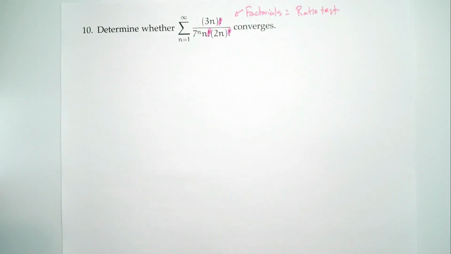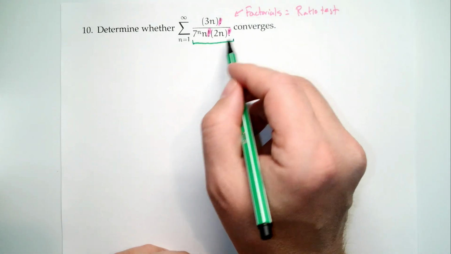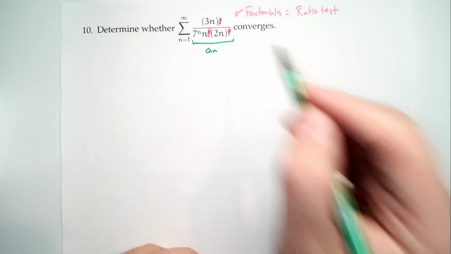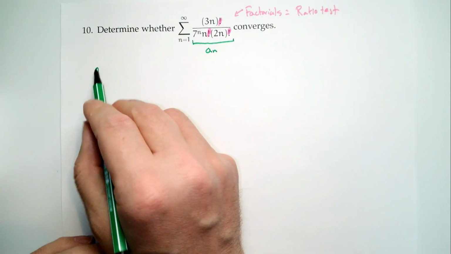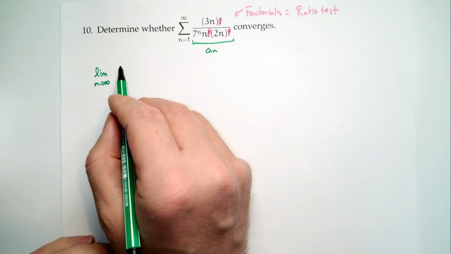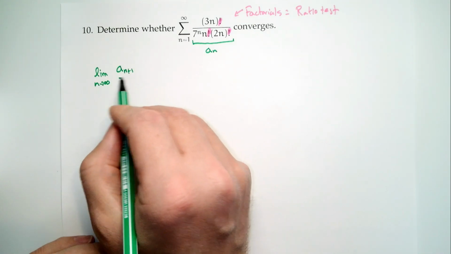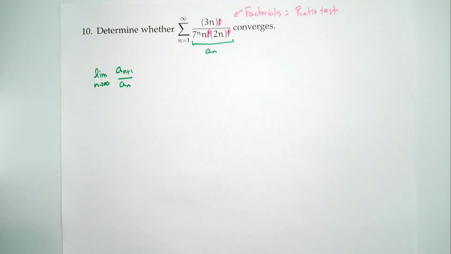Okay, so now we have our stratagem. We're going ratio test. We're committed. So this is our a sub n. Now, let's talk about the ratio test for a second, because it's a good test. We're going to take the limit as n goes to infinity of a sub n plus 1 over a sub n. And that's where the name ratio test comes into play. You know, we're dividing the next term by the current term.